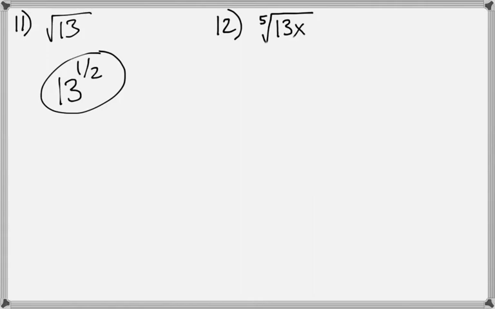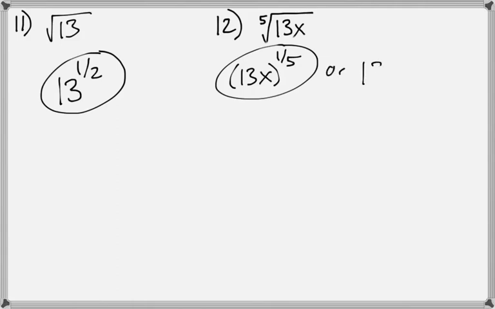So the fifth root of 13x, I can write that as 13x to the 1/5 power. Now I do want to put parentheses around it. If you don't put parentheses around it, you have to make sure that you apply the 1/5 to both of them.